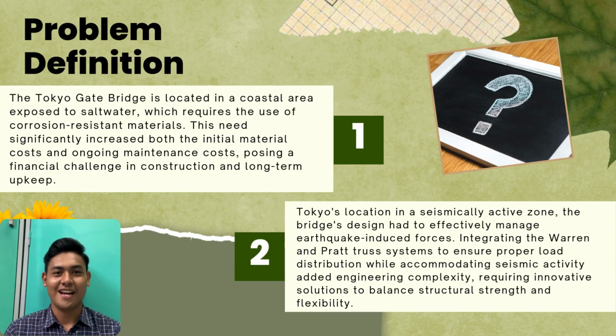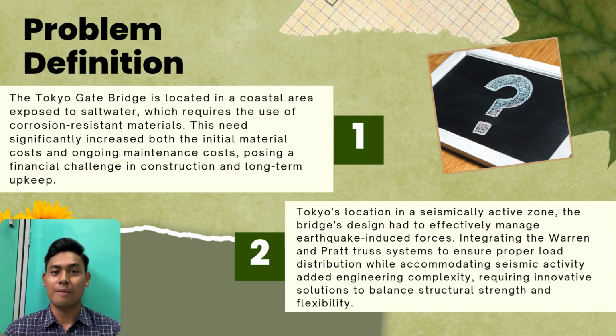Okay, so today I'm excited to present one of the most remarkable engineering feats of modern infrastructure, the Tokyo Gate Bridge. As you can see, the problem definition of the Tokyo Gate Bridge is that it is located in a seismically active zone with earthquakes, particularly at the site of the bridge. In a coastal area with exposure to seawater, corrosion-resistant material is required.